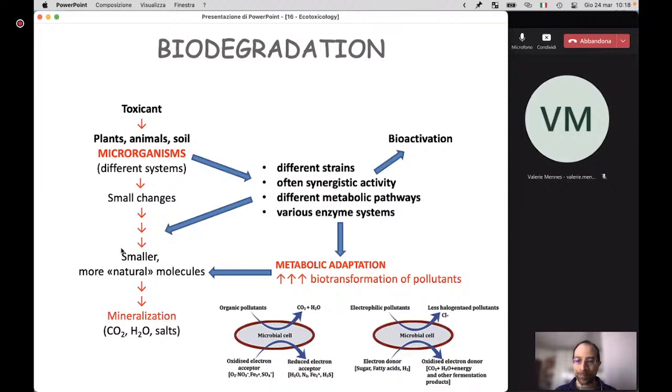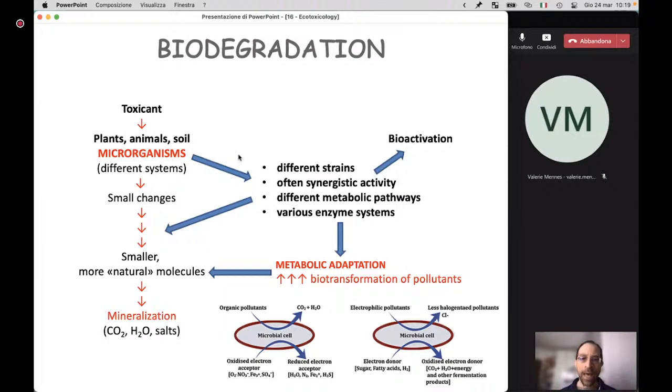And in the end, if those smaller molecules are further broken down and degraded, we can reach mineralization. This means that all organic matter is transformed into carbon dioxide and water, and the inorganic part is transformed into salts. Of course, salts can be toxic, but not all of them. And when we talk about all those changes carried out by microorganisms, we always have to keep in mind that the total mass of microorganisms is huge. It's many times higher than the total mass of all other living beings together.